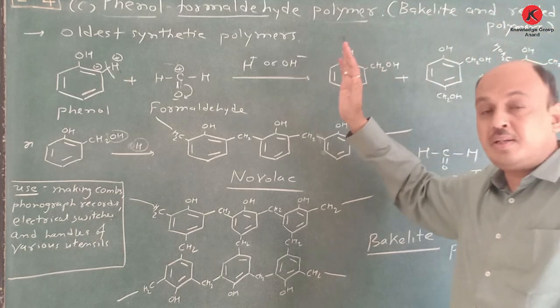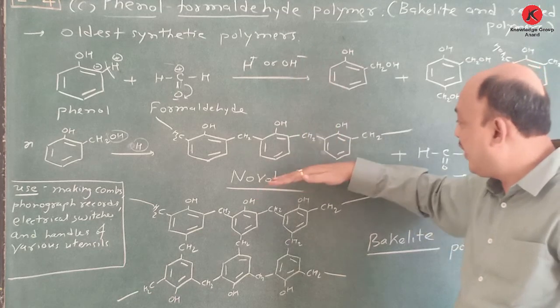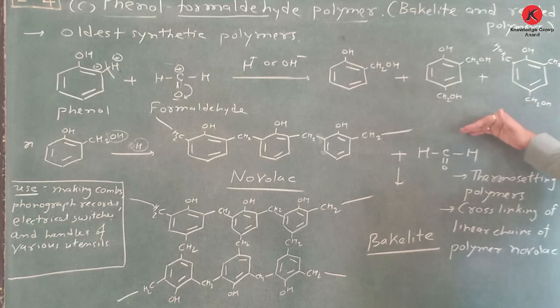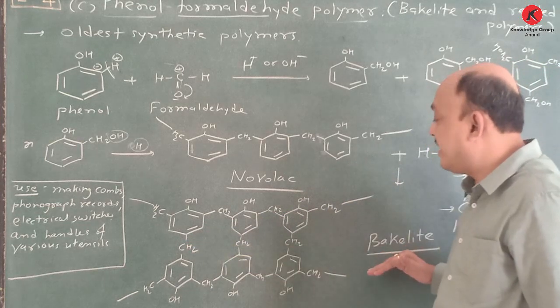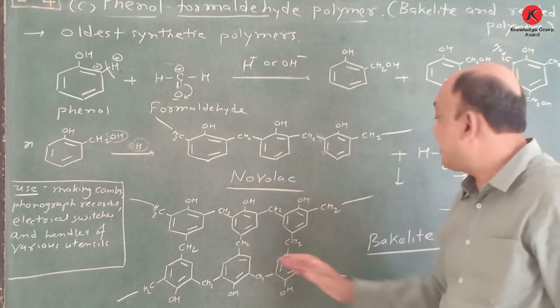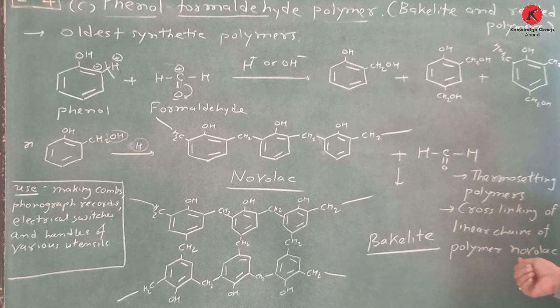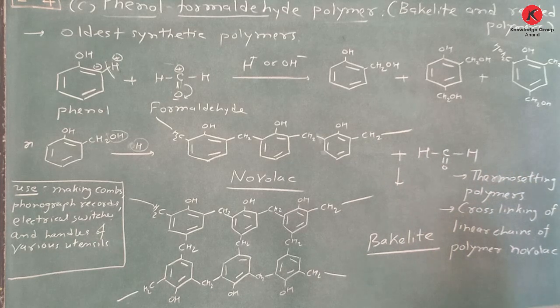So first of all, remember the preparation of polymers: first of all, novolac polymer is obtained, and when this novolac is heated with formaldehyde, it produces this type of structure, and that is nothing but bakelite, a plate-like structure, and it is a thermosetting polymer. Remember this, very important. Cross linking of linear chains of the polymer, that is the linear polymer novolac. And the uses are very simple, just read it, take a screenshot of this and write it completely.